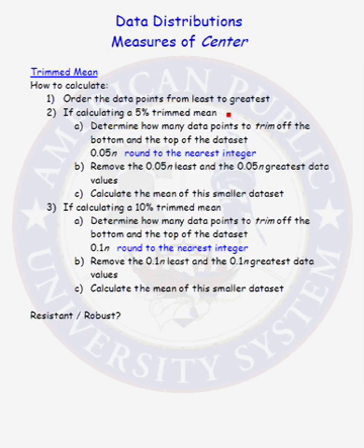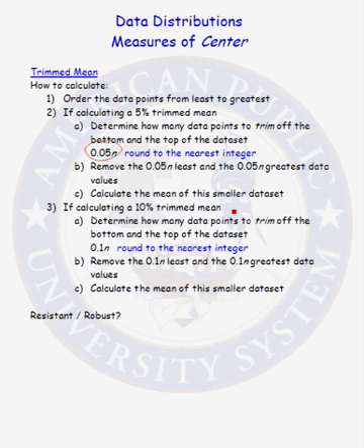So if you are calculating a 5% trim mean, you determine how many data points to trim off the bottom and the top of the data set. The number that you're going to trim off is 0.05 times the number of data points, 5% of the number of data points. If it does not turn out to be an integer, then just round to the nearest integer. Once you have this value, you want to remove that many data points from the smallest end and that many data points from the top end of your data values. Now you calculate the mean of this smaller data set and that is your 5% trimmed mean.